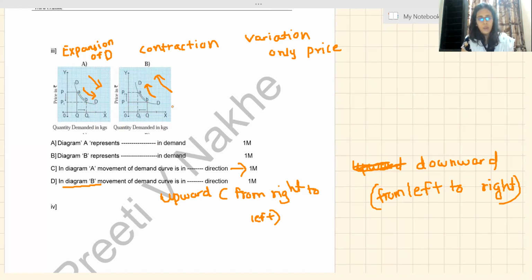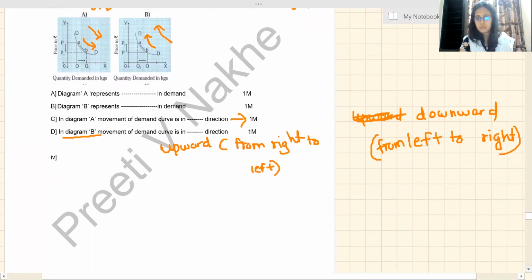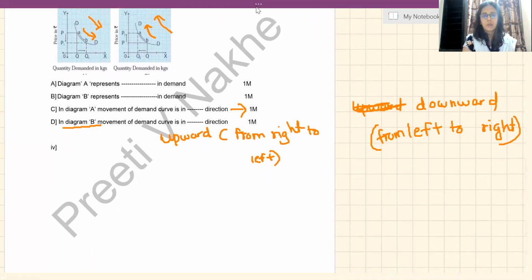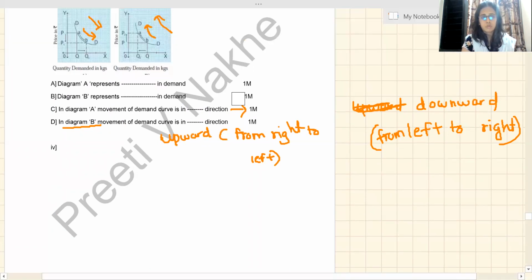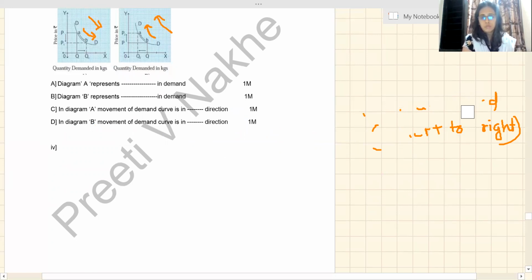So A is downward and B is upward. Next. Should I explain it again? Wait, I will explain it again because here I made some mistake. I will tell you again.